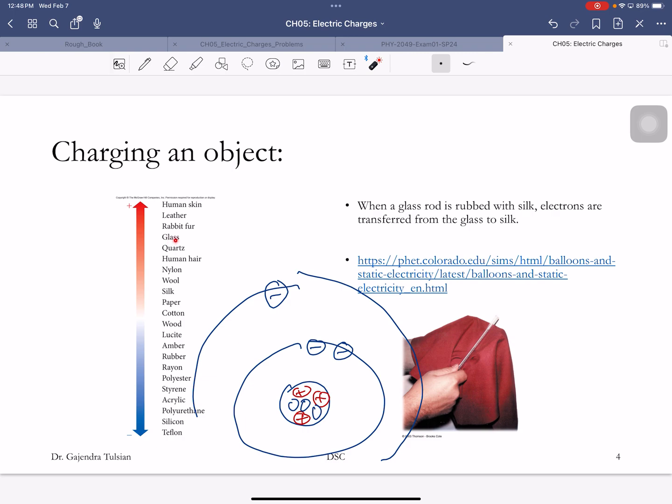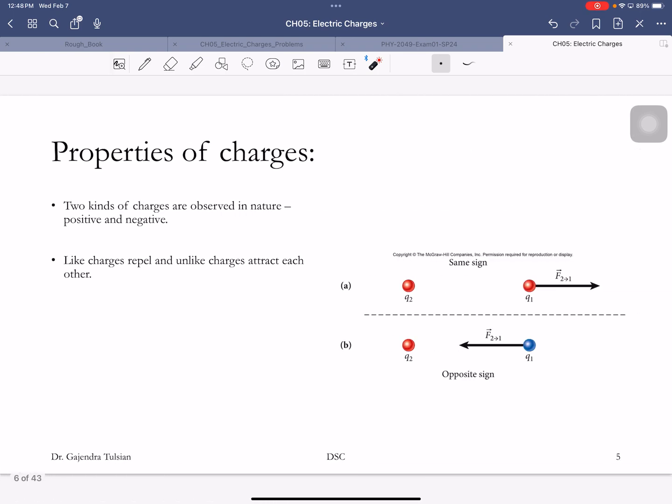Okay. So if you, for instance, rub glass against silk. Silk wants an electron worse, and glass is willing to give up its electron. Okay, if you rub glass against polyester, that's even better. Okay, so that's how you can charge objects.